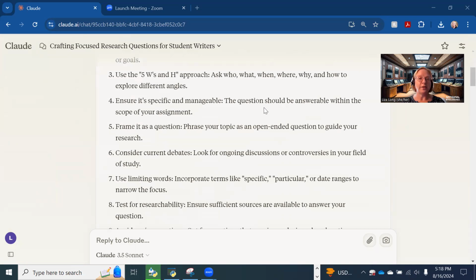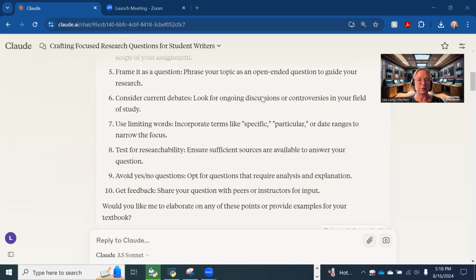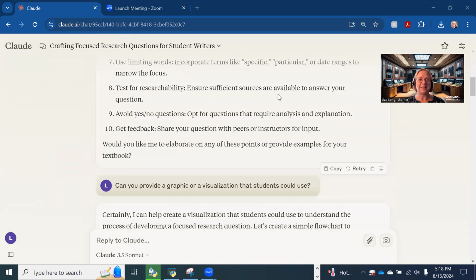Now, how do I know this is good advice? Well, I've been teaching composition for a long time, and this is probably the advice that I would give to you also if I were teaching you to write a narrowed and focused research question. So I incorporated this in our textbook pretty much as is. But then I thought, let's have a little bit of fun with this.